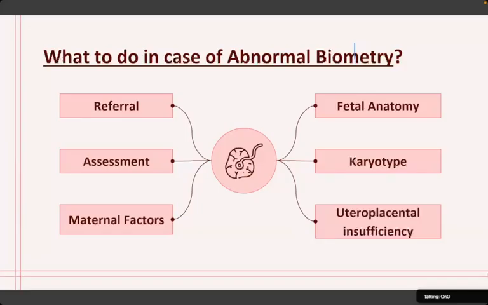So what do we do in cases of abnormal biometry? Abnormal biometry, like we've mentioned, should trigger referral for detailed assessment of this fetus. And this should include confirmation of accurate dating of the pregnancy, assessment of potential factors that may have resulted in abnormal biometry, including the maternal factors. Detailed evaluation of fetal anatomy and consideration of karyotyping should be made. An evaluation of uteroplacental insufficiency, including all of the Doppler studies, and the objective placental morphology assessment should be done, looking at the location of the cord insertion, the size and the appearance of the placenta.